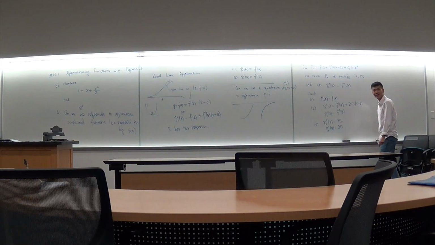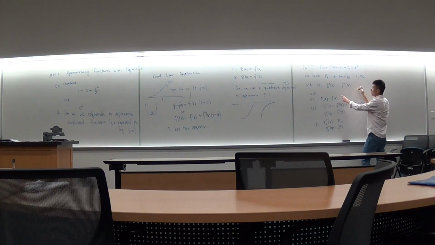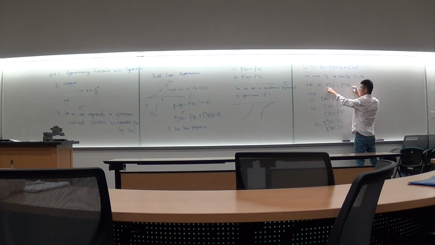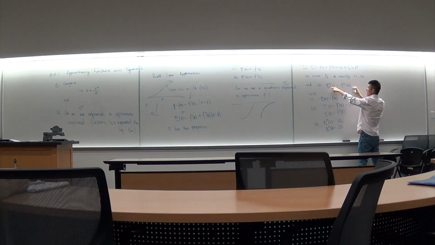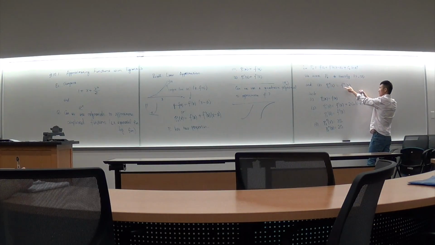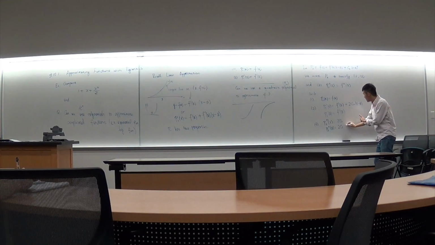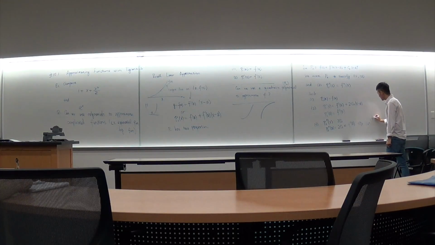Just 2c2, right? Because that's a constant function. Now, we still don't know what c2 is yet, but we want this P2 to have this condition: the second derivative of P2 at the point A is equal to the second derivative of f at the point A. In order to have this condition, we need to equate this number 2c2 with f double prime of A. So this gives us c2. So c2 is f double prime of A over 2.